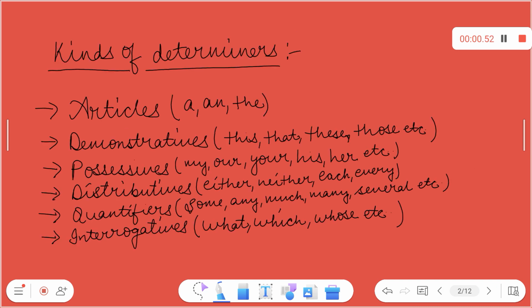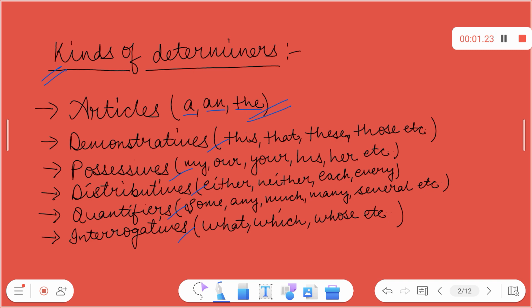Now comes kinds of determiners. So how many determiners do we have? We have articles, demonstratives, possessives, distributives, quantifiers and interrogatives. Now we come across these kinds of determiners. The first one is articles. We all know a, an, and the. They come under articles, and we'll study in detail about the uses of a, an, and the. Where do we use these things?